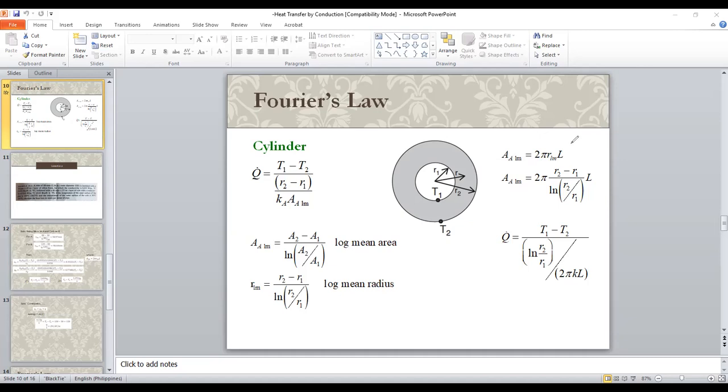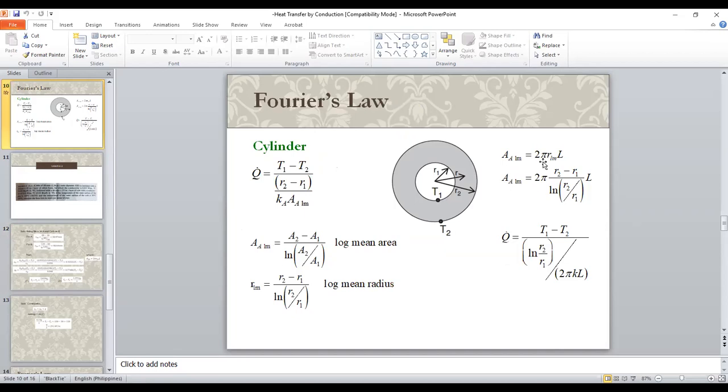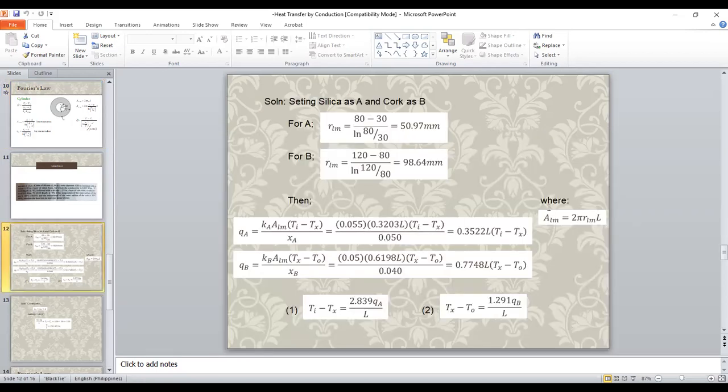So it is a different route in solving the problem, determining the log mean area based on the log mean radius. I'll go back to the solution rather. You have it here written that your log mean area is 2 pi r log mean times the length of the pipe. So that is the source of that particular formula here. I have written it also in here.